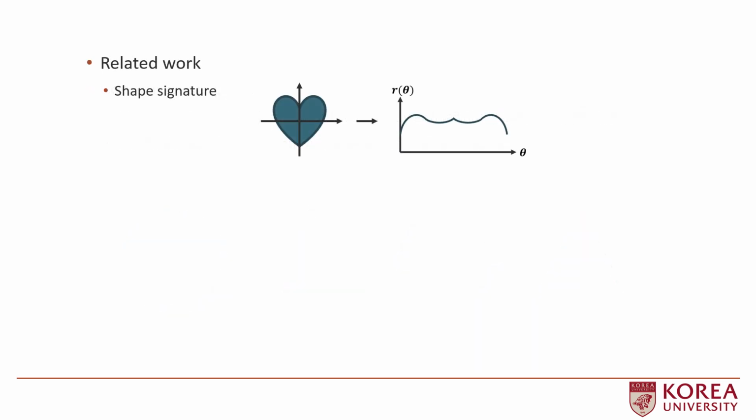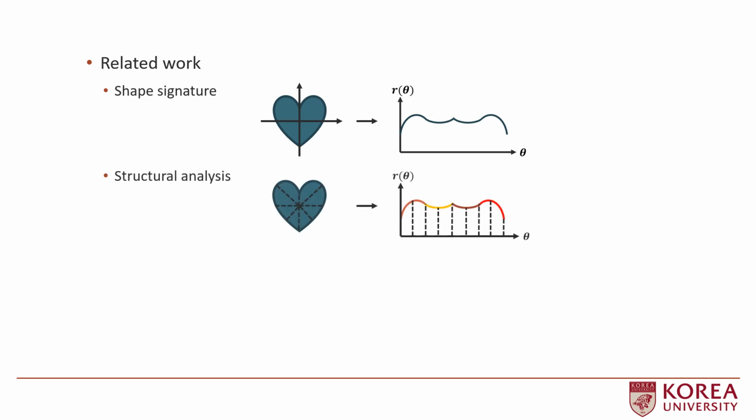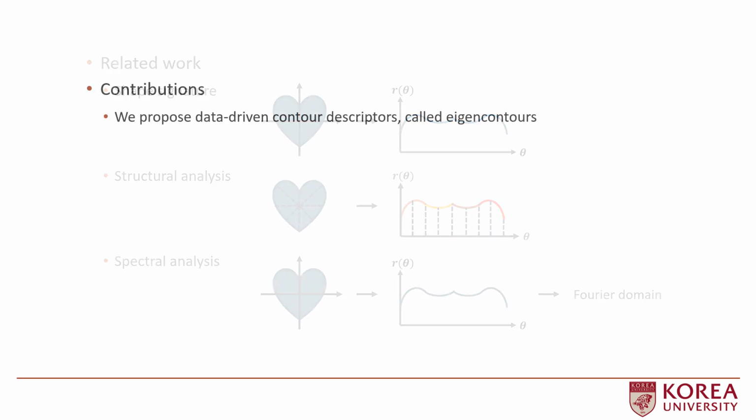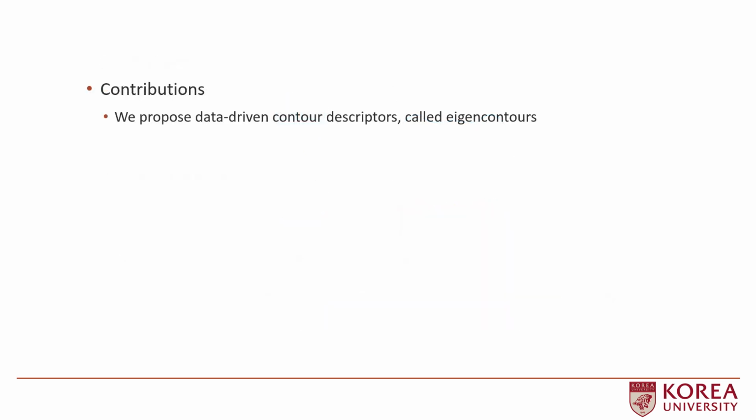In related work, there are many approaches. First, a shape signature is a one-dimensional function derived from boundary coordinates. And structural analysis divides an object boundary into segments and approximates each segment. In spectral analysis, boundary coordinates are transformed to spectral domains such as Fourier domain. But they fail to reconstruct object boundary faithfully.